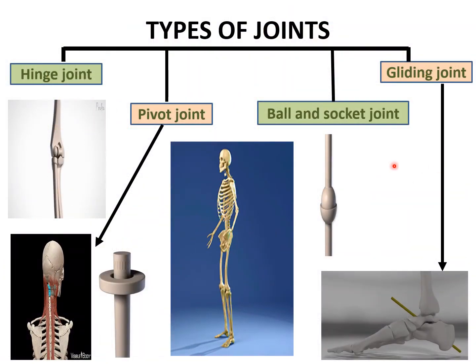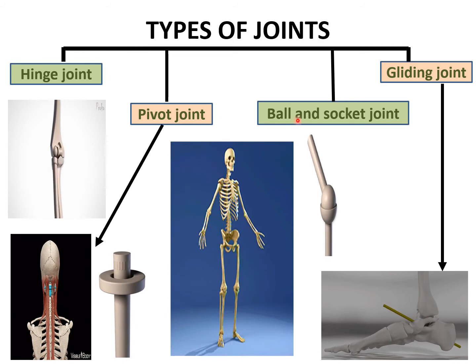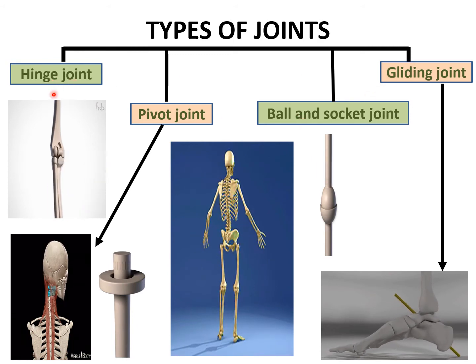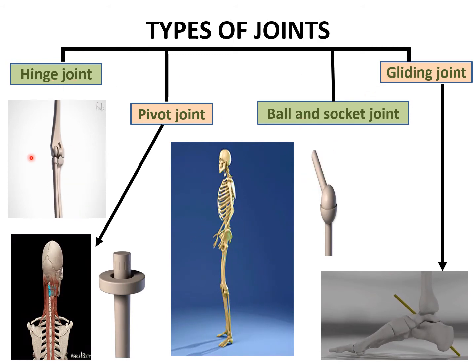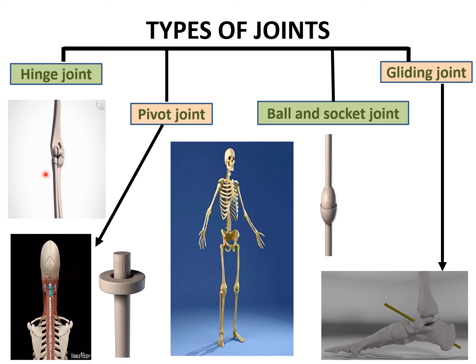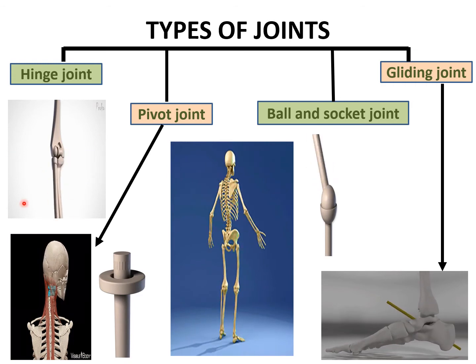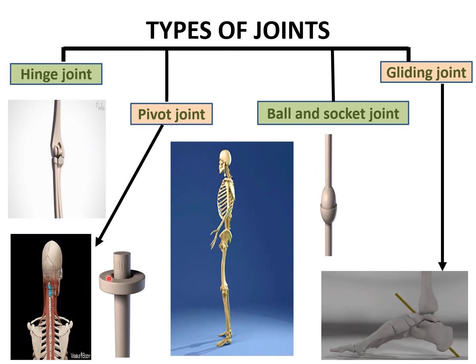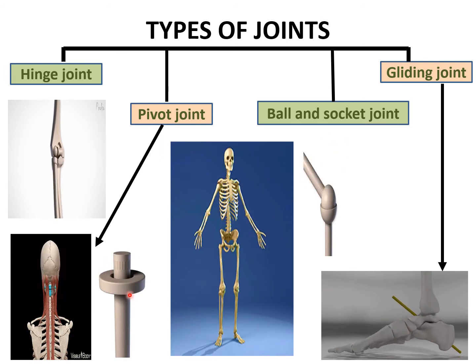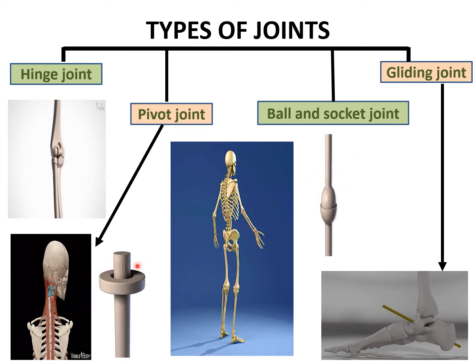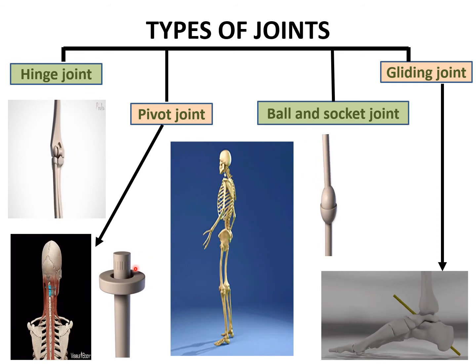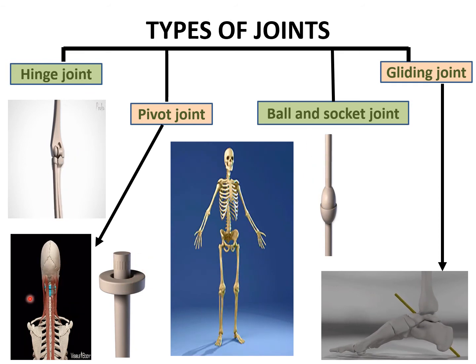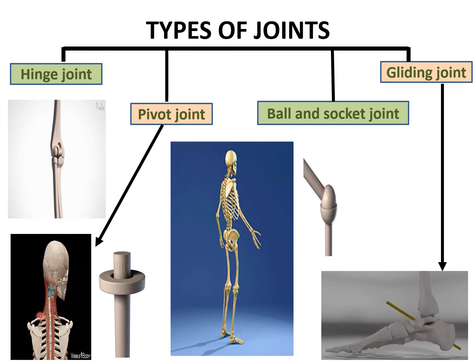So now you can see types of joint. There are four types of joints. Now this is hinge joint. You can see just like the door hinge, it moves in one direction only. Then pivot joint is this, only this rod is moving and this portion is stable. So only one bone rotates around the other. You can move your head because of this pivot joint.